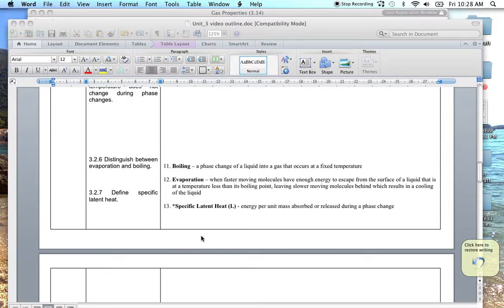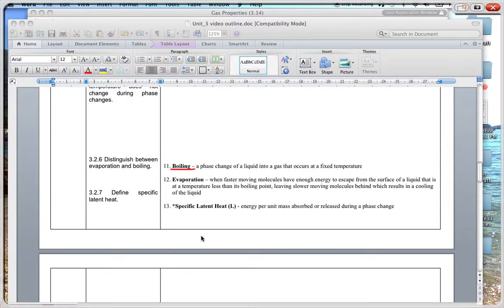Alright, so here we're going to be looking at this idea of boiling and evaporation. I'll start off with boiling, which is a phase change of a liquid into a gas that occurs at a fixed temperature. For water at standard pressure, it occurs at 100 degrees Celsius, although this can be changed. If we place it at a higher pressure than atmospheric pressure, it will increase the boiling point, and if we lower the atmospheric pressure, it will decrease the temperature at which this occurs.